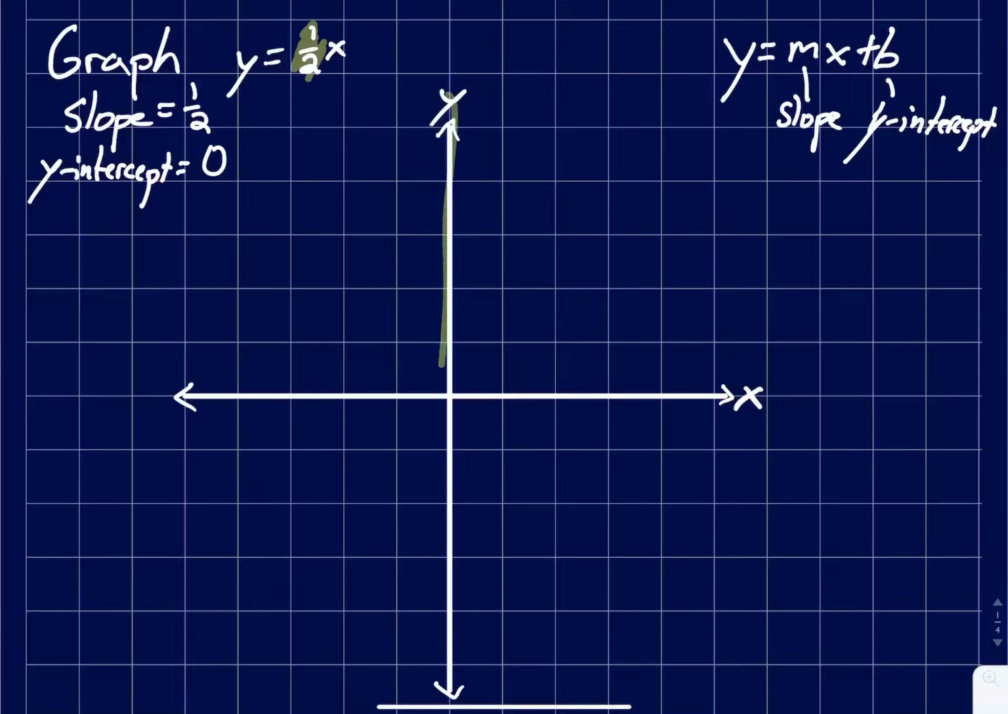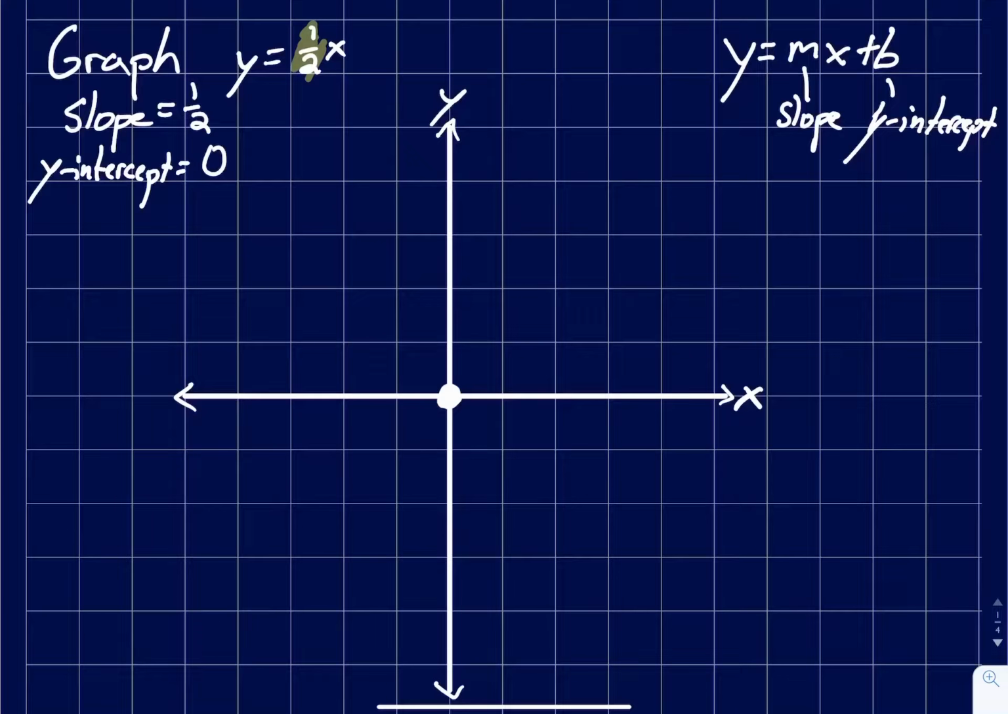Now, the y-intercept is where the line crosses the y-axis, okay? This y-axis right here, this line. Where does it cross this line here? Since the y-intercept is 0, that means it's going to cross at 0. Right there is our first point. So we're going to mark it.